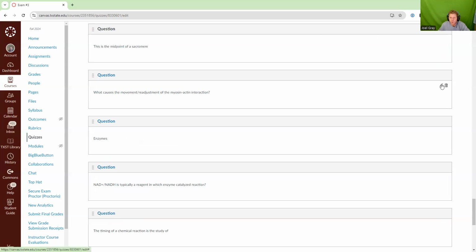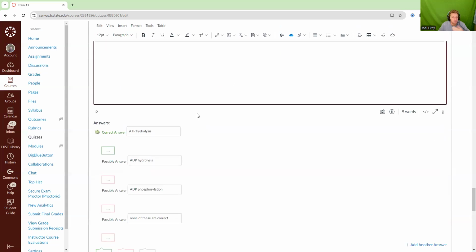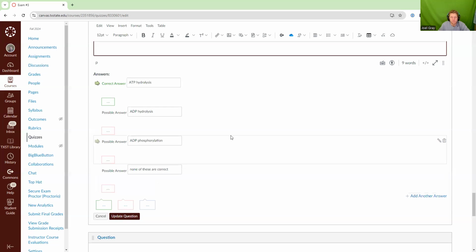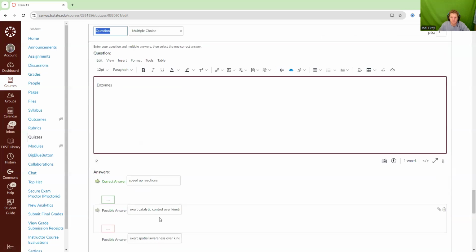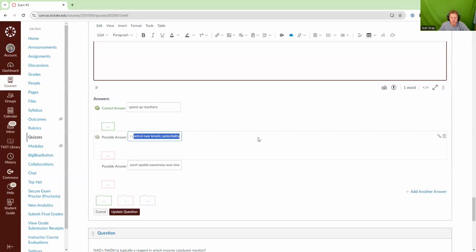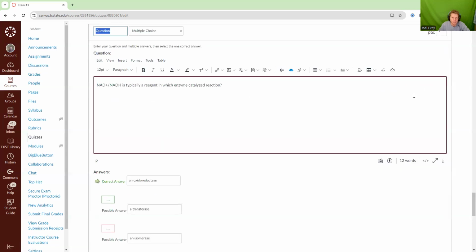What causes the movement or readjustment of the myosin-actin interaction? That would be ATP hydrolysis, different from ATP binding or release of ATP. Instead, it is the hydrolysis, breaking that ATP into ADP and inorganic phosphate. Enzymes speed up reactions, exert catalytic control over kinetic potentiality, or exert spatial awareness over kinetic enzymes. And the second answer option is thermodynamic potentiality. So update that.